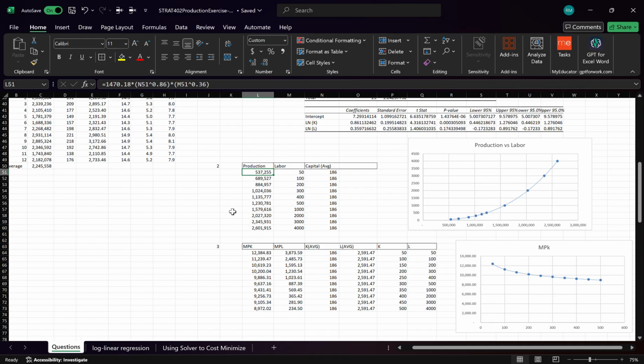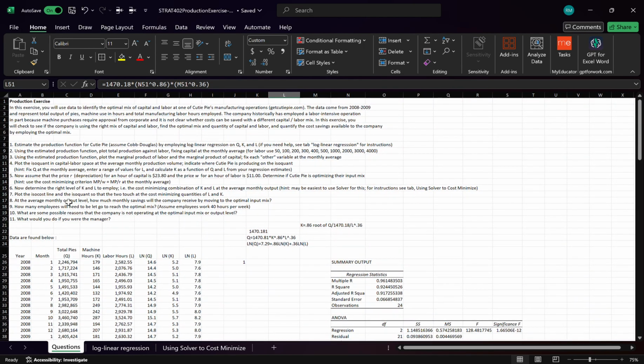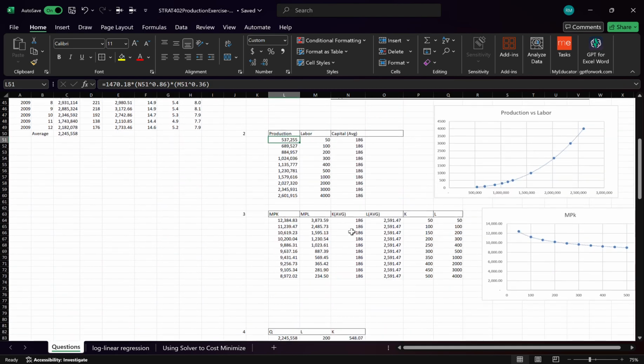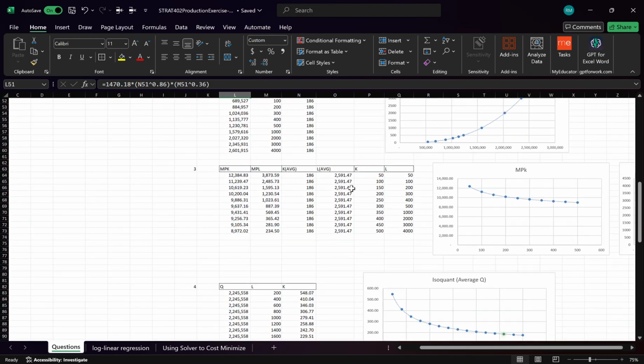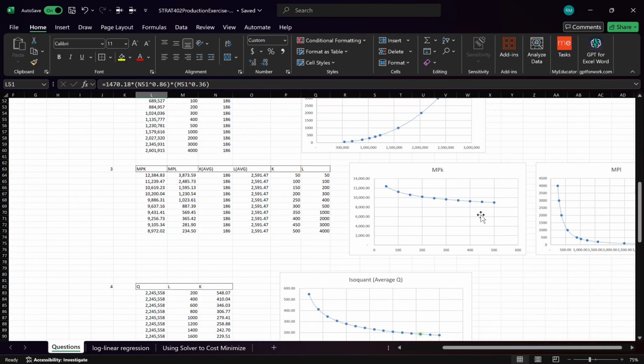Number 3, plot the marginal product of labor and the marginal product of capital. Fix each of the other variables at the monthly average when you're plotting them. So I made that table right here. Marginal product of capital. This is the constant right here, and then you have average labor and capital in order to get the marginal product of capital.